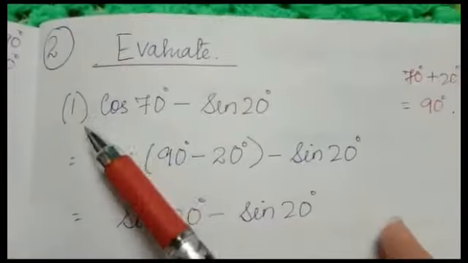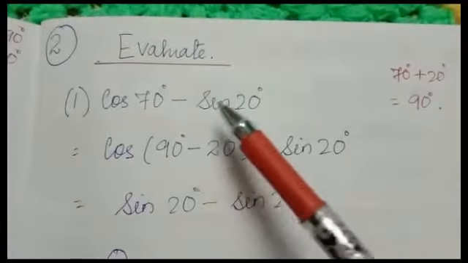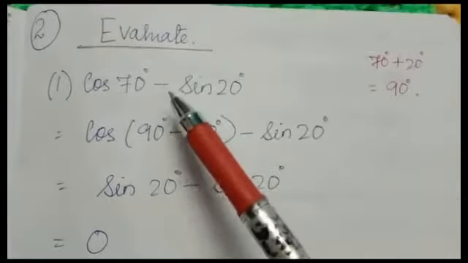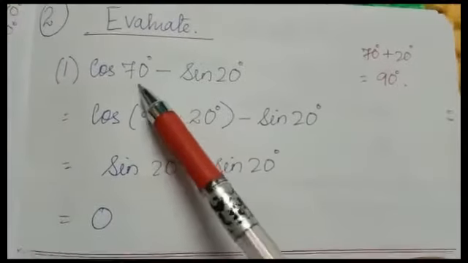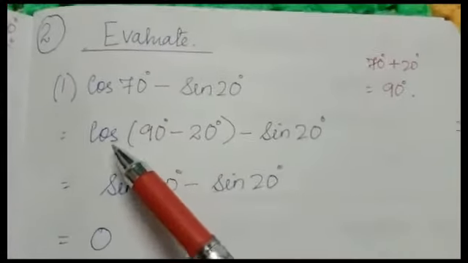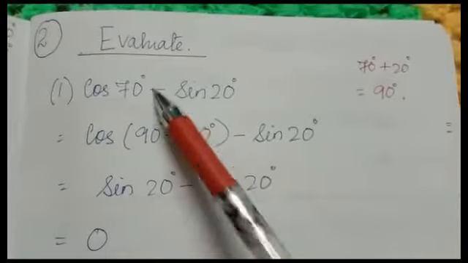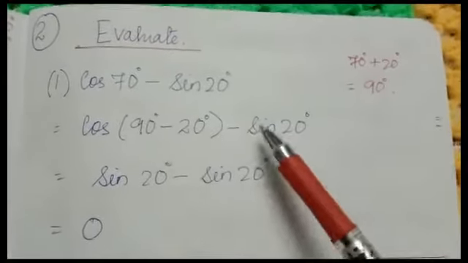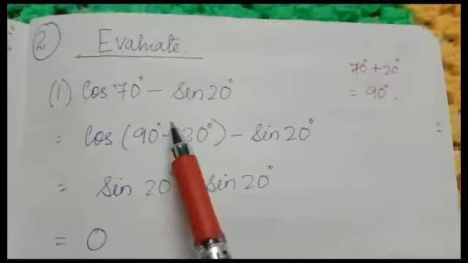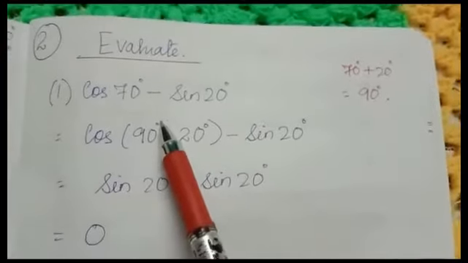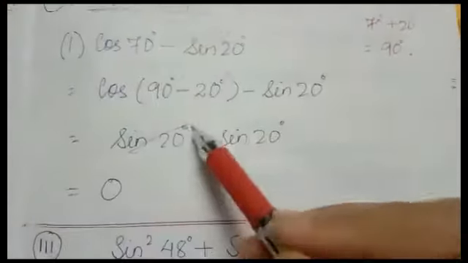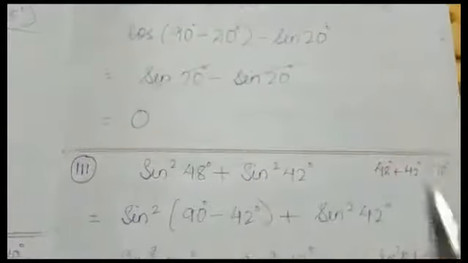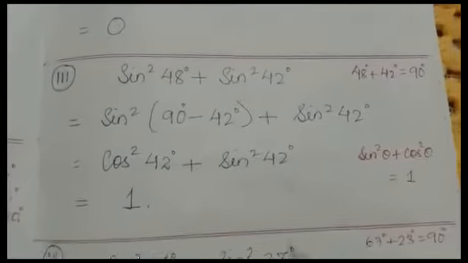Now next, question number 2. Evaluate number 1: cos 70 degree minus sine 20 degree. So 70 and 20 are complementary. So we will convert this 70 to 20. Cos 90 degree minus 20, in place of 70 we'll write, minus sine 20. Now the complementary of cos is sine. Sine 20 degree minus sine 20 degree. Cancel. Answer is 0.